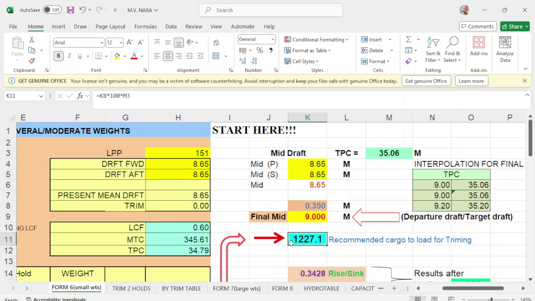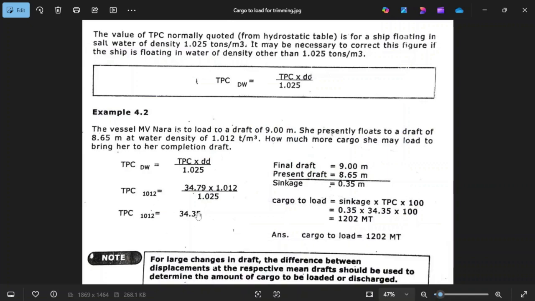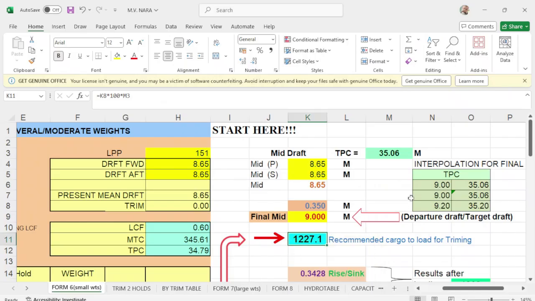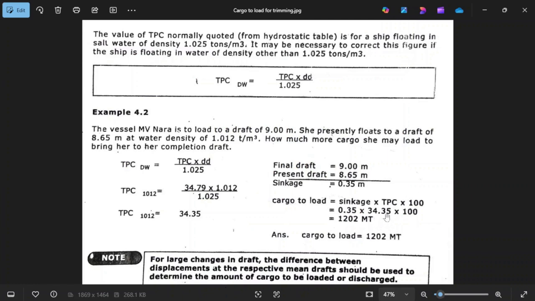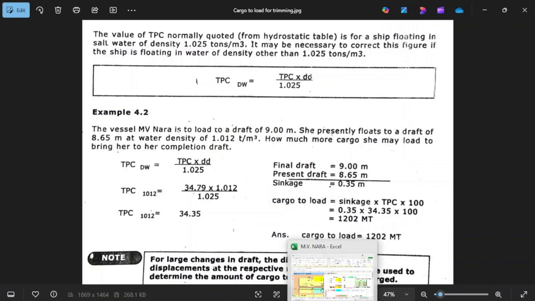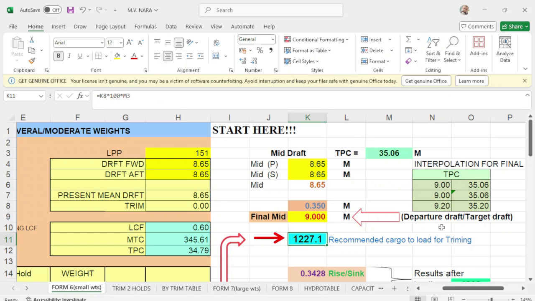This is what you are going to use for your remaining cargo to load, and this will be the result. Okay, so I don't recommend the TPC of this formula, which is 3435. I would recommend that you use the TPC of your departure drop. So I got 3506. What I got is 3435. Okay, so I rather use my formula. Then the recommended cargo to load is 1227.